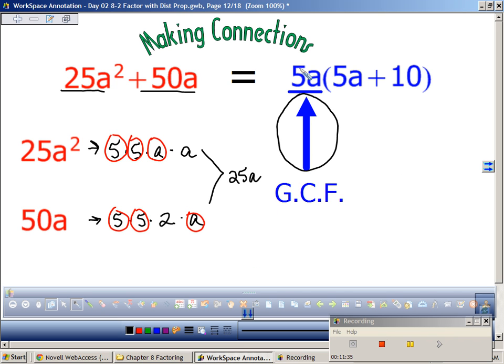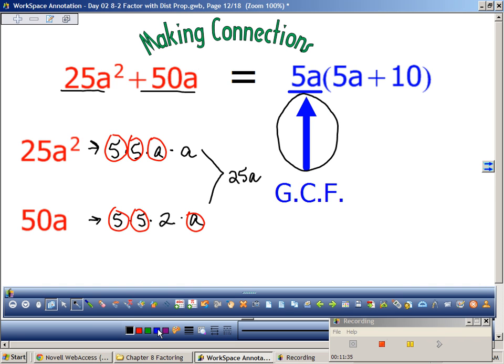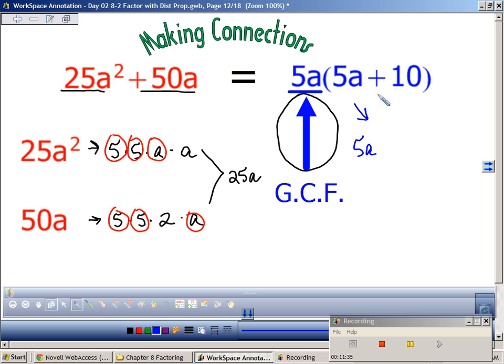But we don't have 25a here. We only have 5a. So couldn't I further simplify this? So if I have 5a, what can I pull out of 5a and 10? What do they both have in common? A 5.